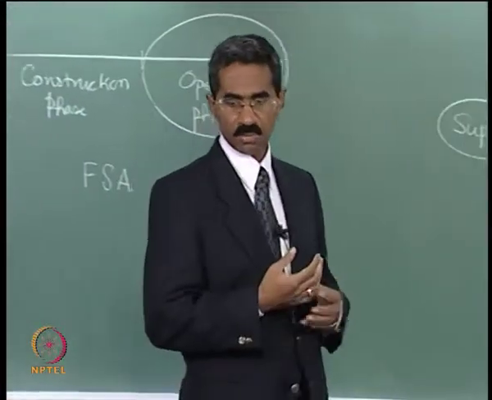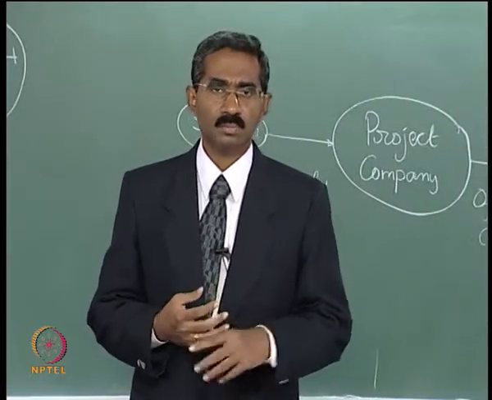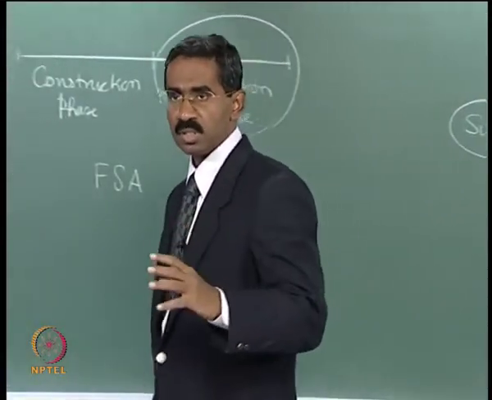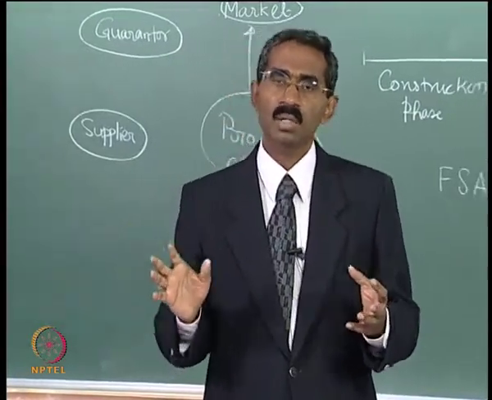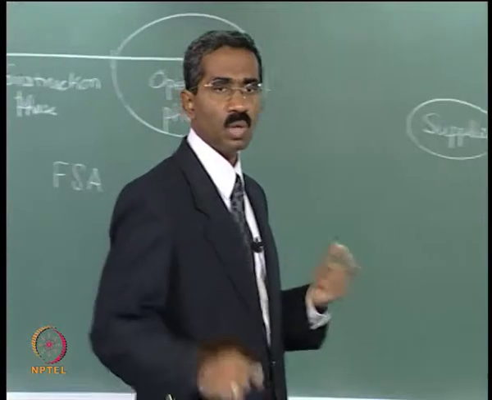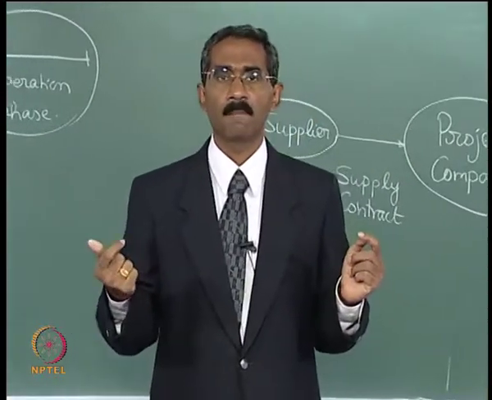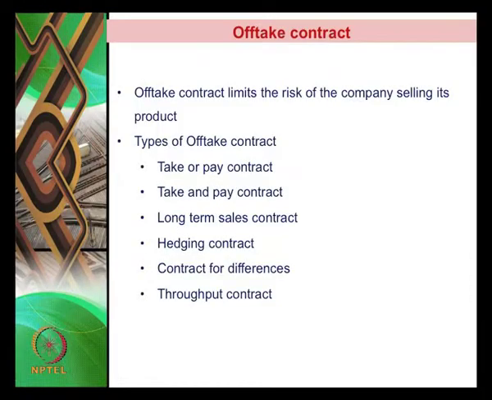Okay. Then we have a long term sales contract. In a long term sales contract, there is a purchaser who assures that he will purchase a specific quantity, but he does not give a guarantee in terms of what price the purchase will happen. So in a long term sales contract the demand risk is mitigated because there is somebody who is going to buy, but what is not mitigated is the price risk, because we do not know at what price the sale will happen.